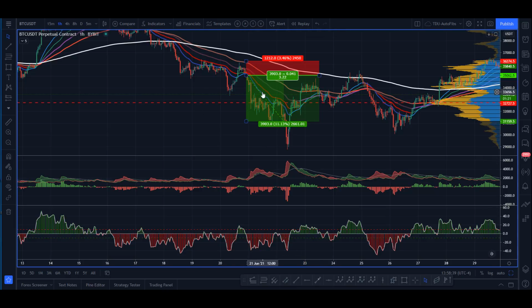Now here's a perfect example. I'll take that off. Here's a perfect example. You see where we kick back into the moving averages here. Note the RSI does not get on the other side of the threshold. So we hold, and then we drop down again.